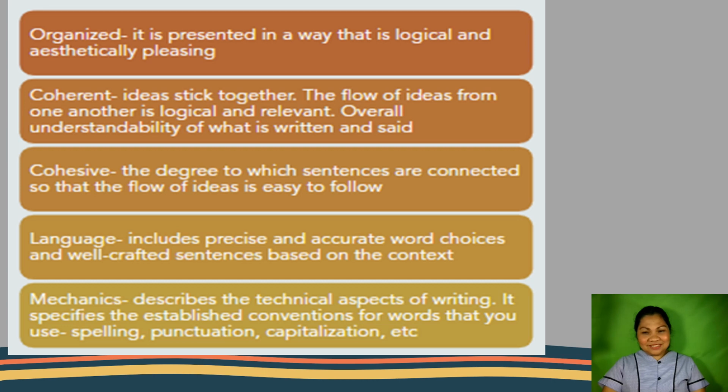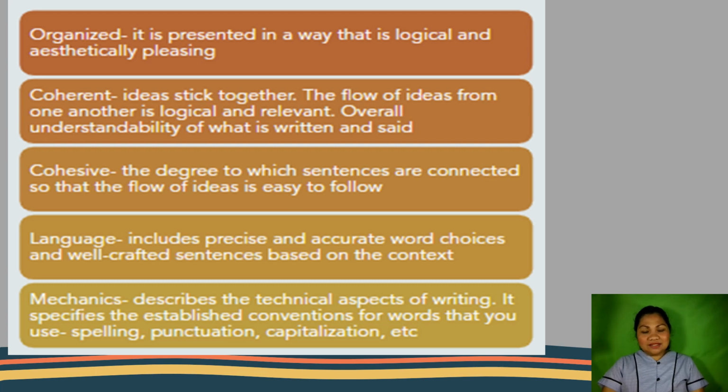Let's begin. So first one is organized. So a well-written text should be organized. What is that? It is presented in a way that is logical and aesthetically pleasing. Next, we have coherent. What is being coherent? Ideas stick together. So the flow of ideas from one another is logical and relevant. So overall understandability of what is written and said.